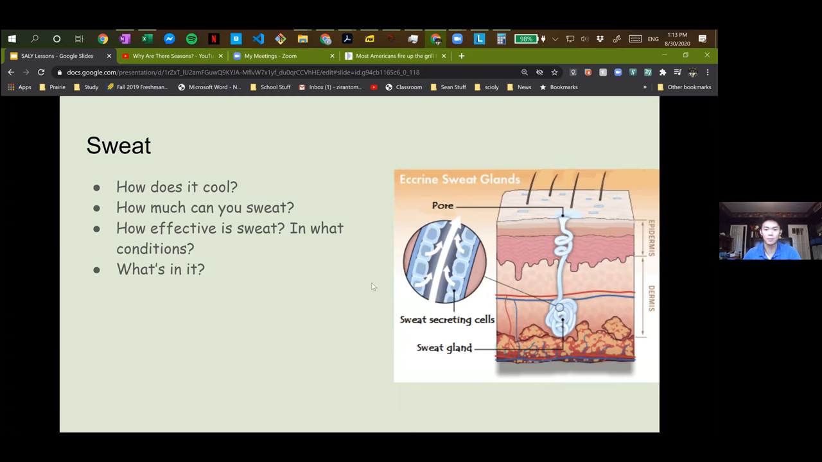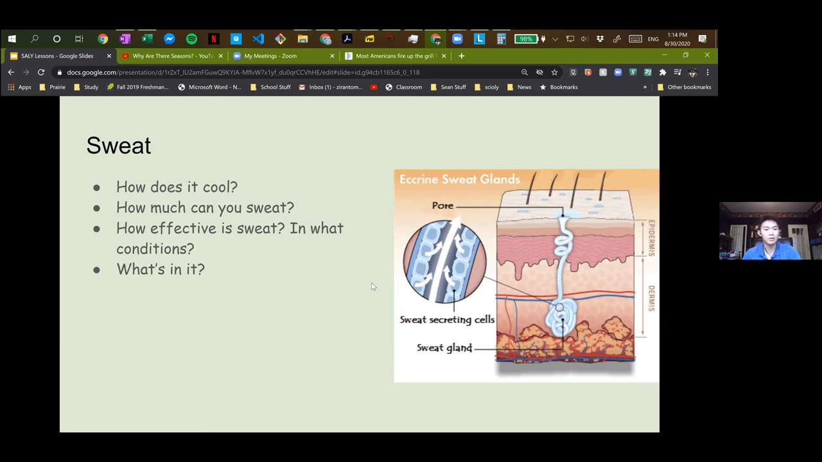Humans and primates, like monkeys and gorillas, are one of the only animals that sweat a lot. But why do we sweat? It's to regulate our temperature, because if our body gets too hot, it's not very healthy. Our body likes to stay pretty much the same temperature as much as it can.